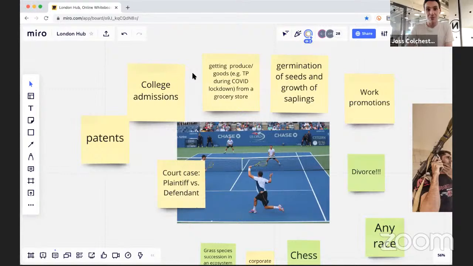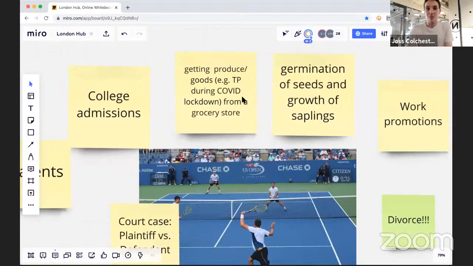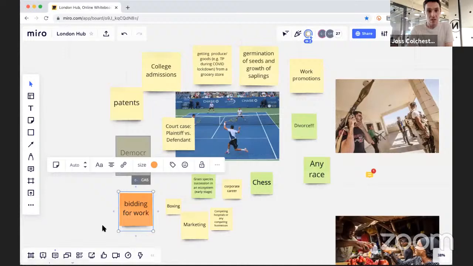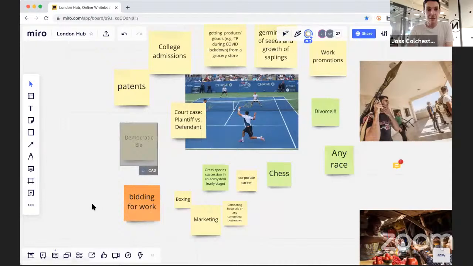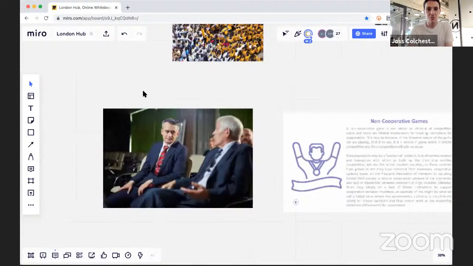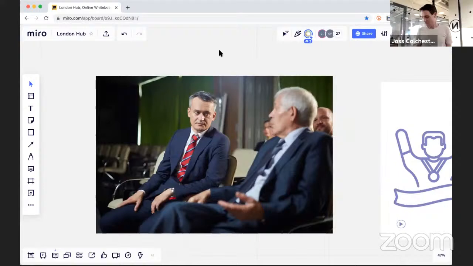Okay. Yeah, so there's only so much food in the store. Food is a finite resource, right? And if someone gets it and someone else doesn't, generation of seeds and growth of saplings. Bidding for work, potentially, yeah. Democratic elections. Potentially, okay, that was one I had here actually, right? Where was it? Down here. So it could be these politicians here, if we're saying the United States and there's just two primary candidates for the presidency. Well, that's pretty much a zero-sum game, right? One person who wins, the other is going to lose.